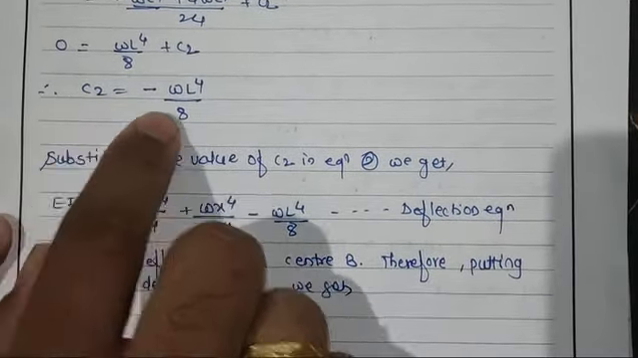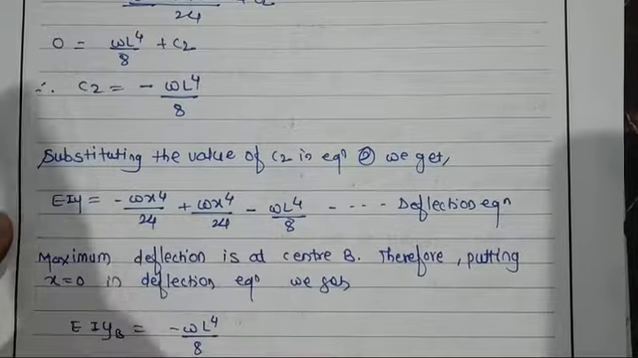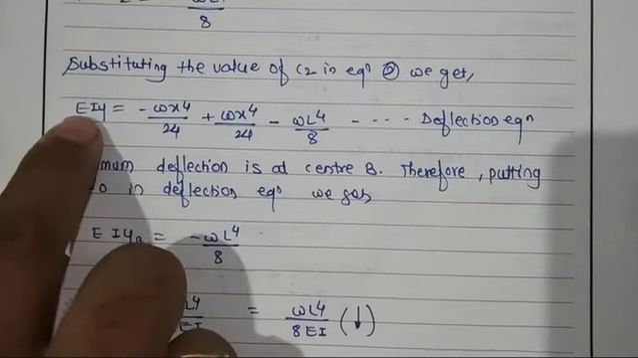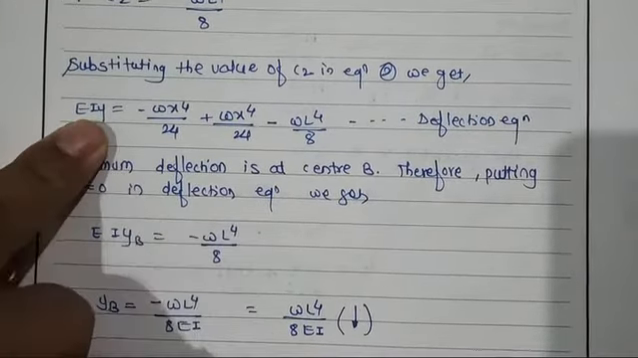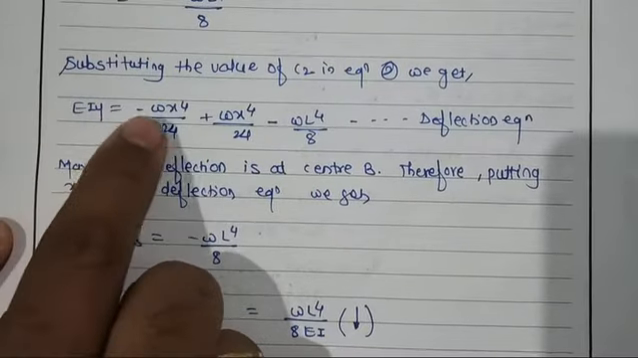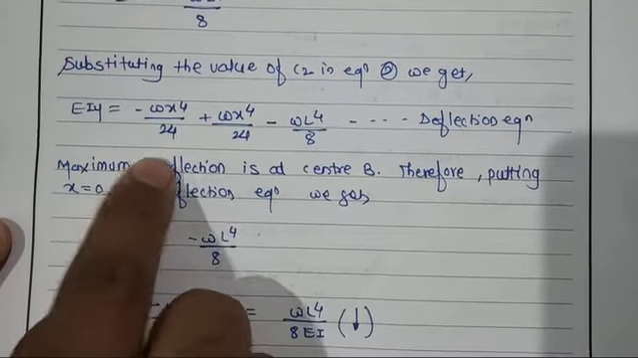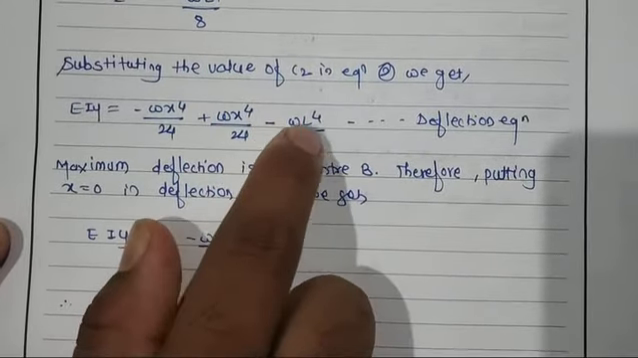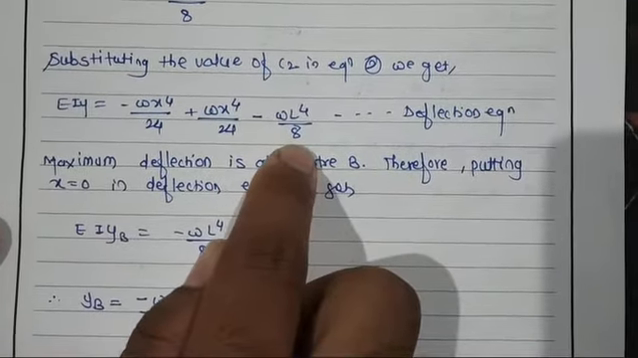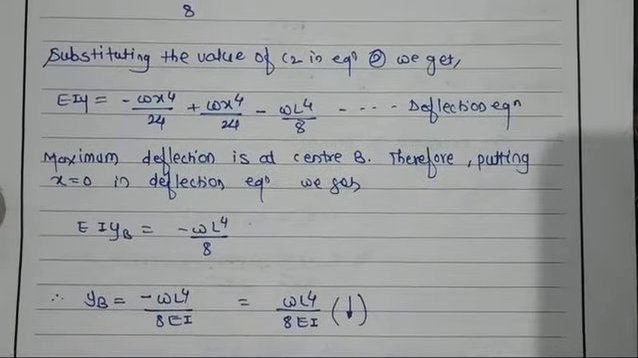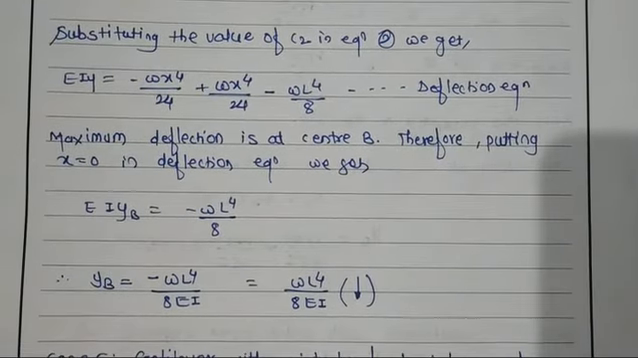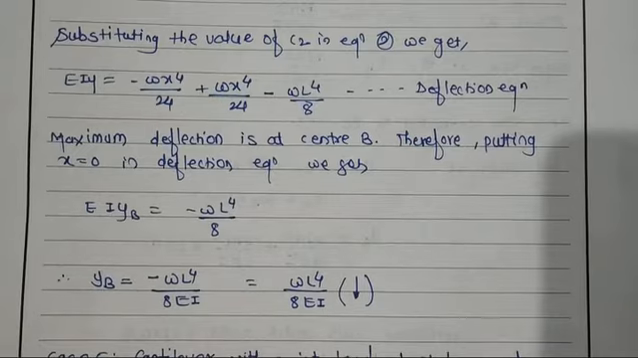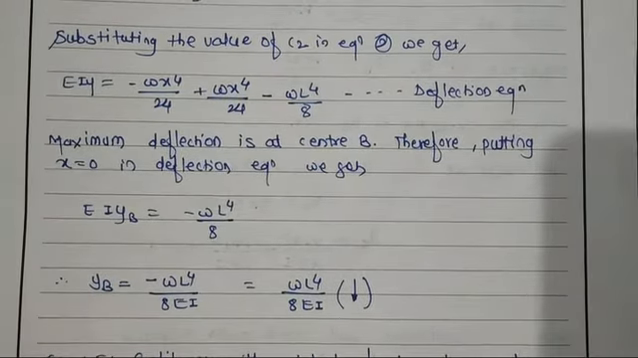Substituting the value of C2 in equation number 2, we get EI y is equal to minus W x raised to 4 divided by 24 plus W L cubed x divided by 6 minus W L raised to 4 divided by 8. This is the deflection equation. Now we are going to find the maximum deflection.